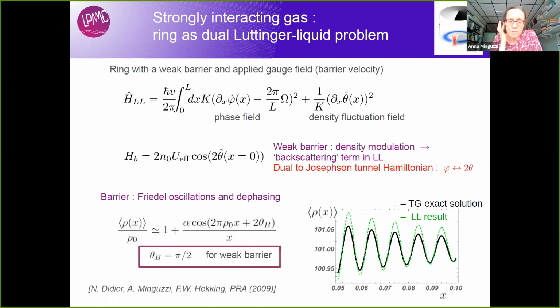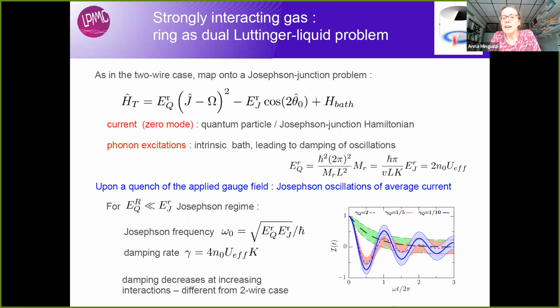And actually the barrier, indeed, even a small barrier induces Friedel oscillation, and it is very well under control. For example, the typical phase shift associated to the presence of the barrier we can obtain from the exact solution. So this shows that we end up again onto a type of Josephson junction problem where we have another quantum particle. In this case, the quantum particle is defined by the operator theta zero, the zero mode of the field theta. And the current operator J is the conjugate to this theta zero.